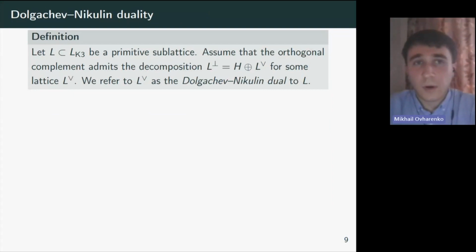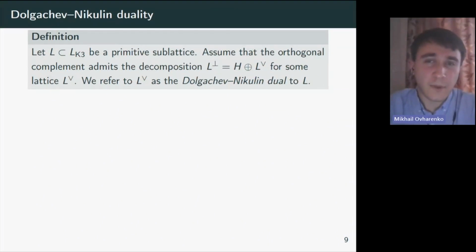So let me say a few words about Dolgachev-Nikulin duality, also known as Dolgachev-Nikulin-Voisin duality, also known as mirror symmetry of lattice polarizations. It goes under many names. So let L be a primitive sublattice in our K3 lattice, and let us assume that its orthogonal complement admits a decomposition of the form H plus some new lattice L check. And then we would refer to L check as the Dolgachev-Nikulin dual lattice to L.